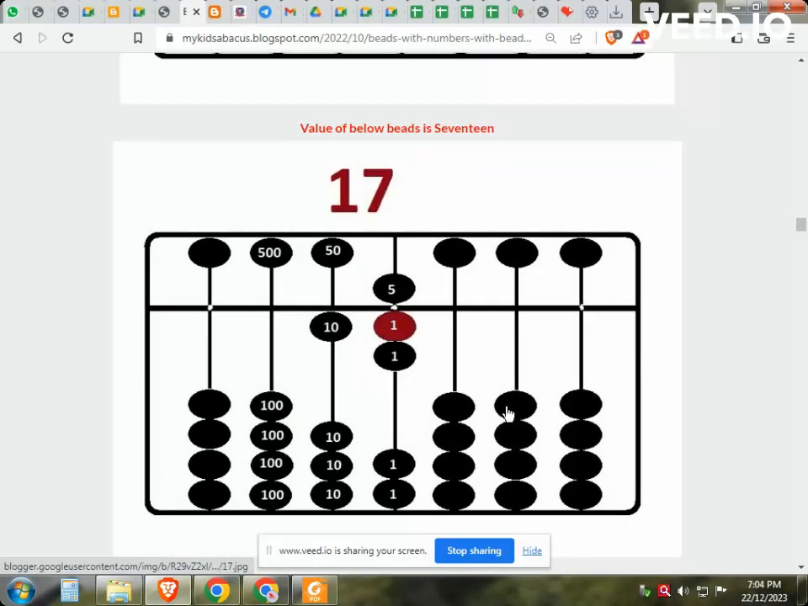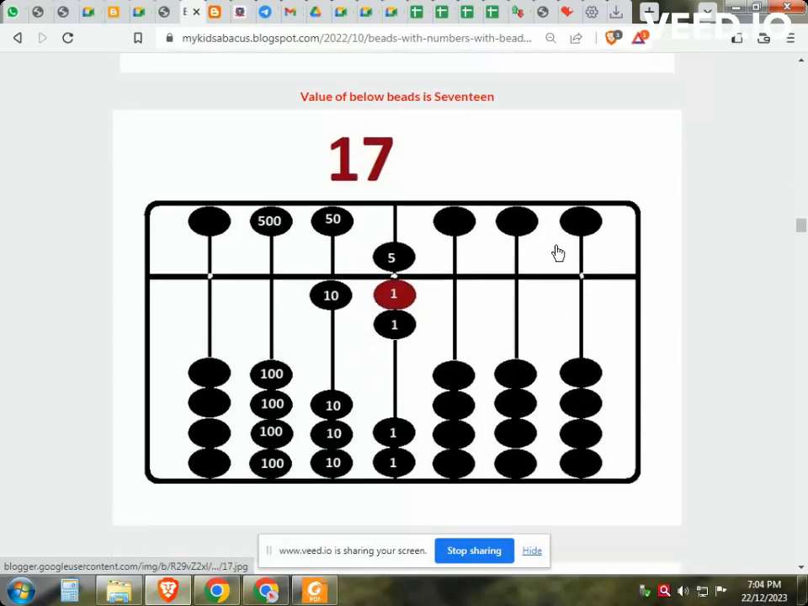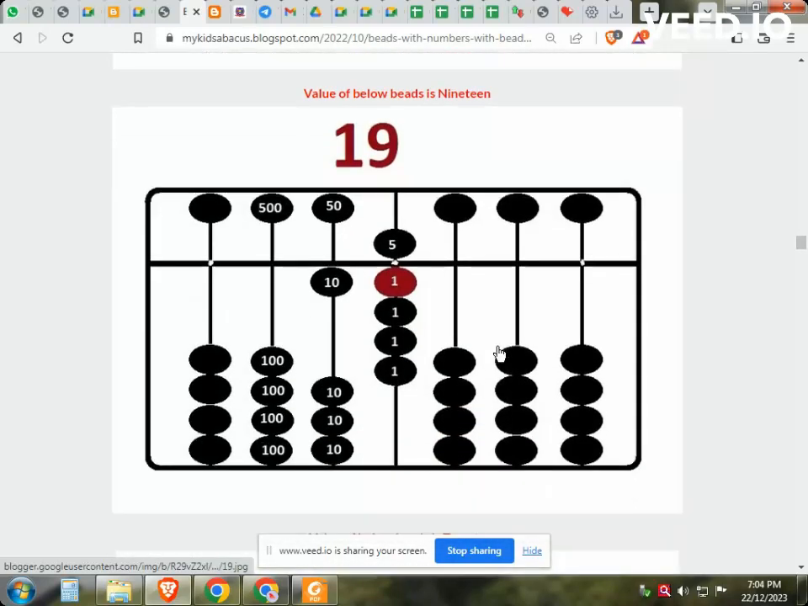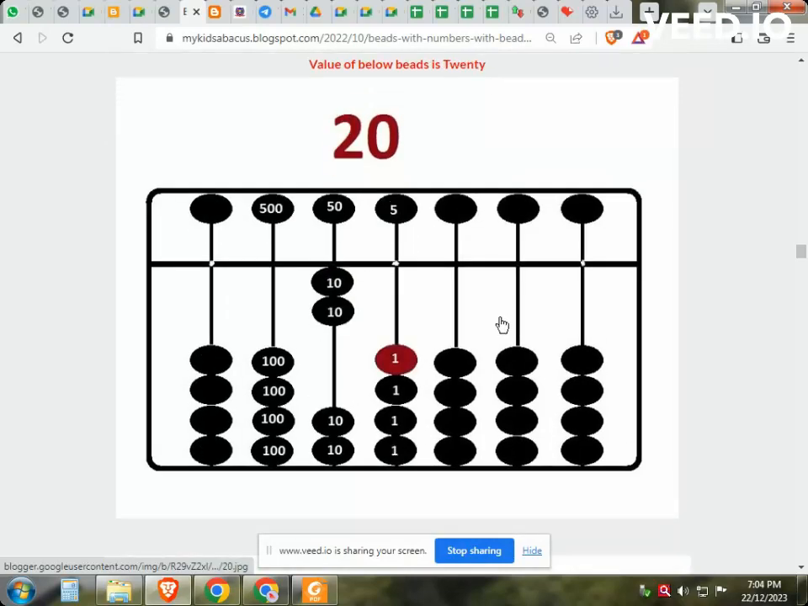We added 17 like this. 5 plus 2, 7. 10 plus 7, 17. We added 18 like this. 5 plus 3, 8. 10 plus 8, 18. We added 19 like this. 5 plus 4, 9. 10 plus 9, 19.